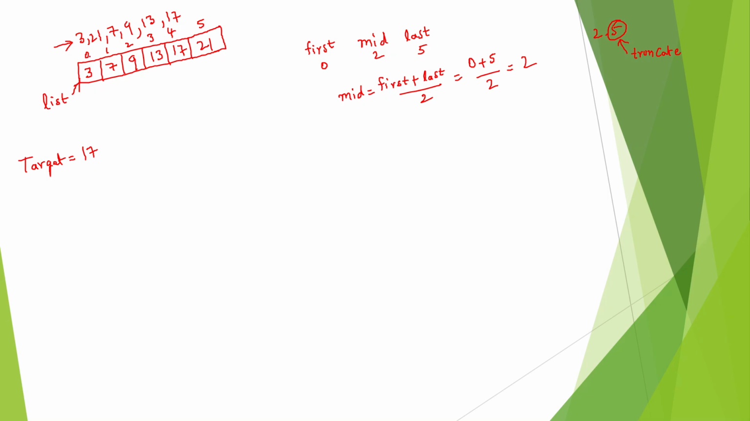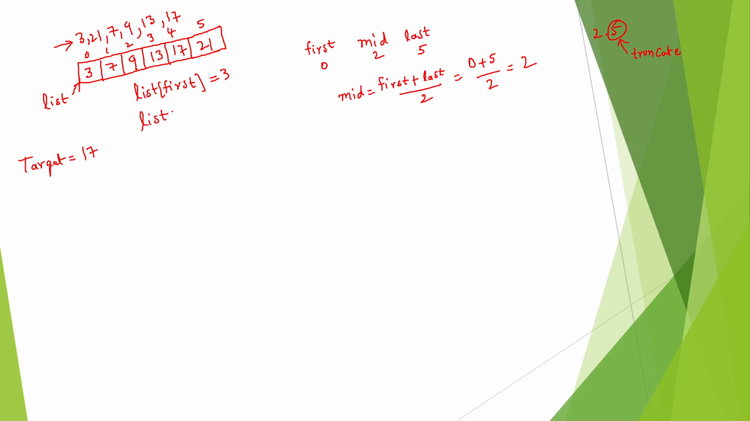List of 0 is 3, list of 1 is 7, list of 2 is 9, list of 3 is 13, list of 4 is 17, list of 5 is 21. Likewise we got it. One more, list of first. Look carefully: list of first means the first value, list of 0, that is 3. List of first is equal to 3.